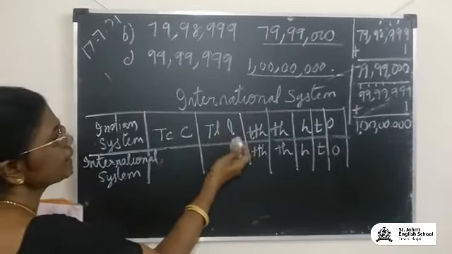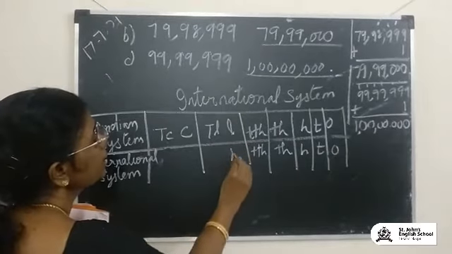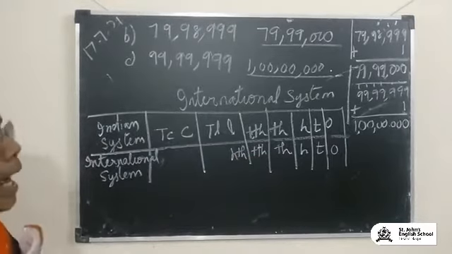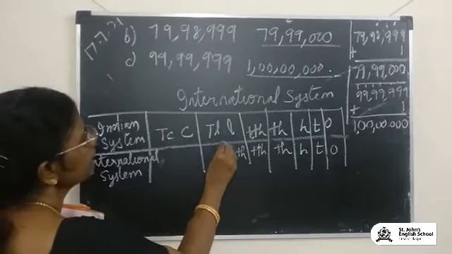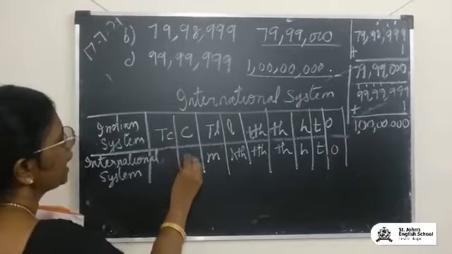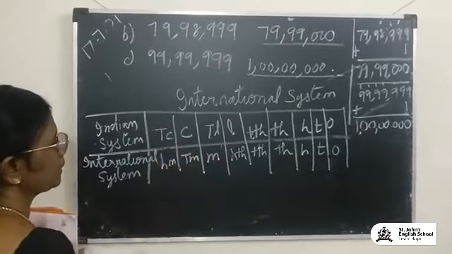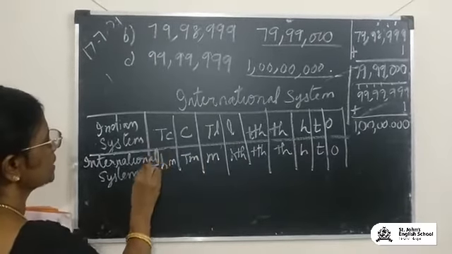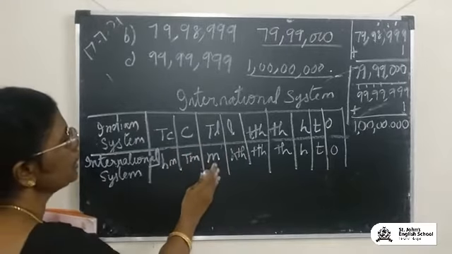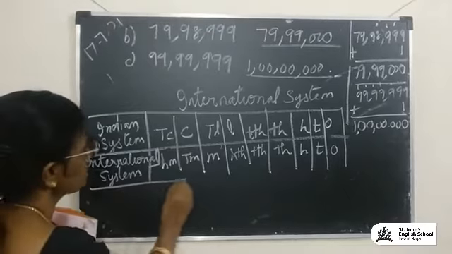But from the lakhs place, it will change. It will have a 100,000. You know what is this? HTH will be 100,000. So the next digit will be million. Okay. After that you will have 10 million and then you will have 100 million. Okay. This is very precious. But you will not be using all this. Only from millions you will be using in the international system.